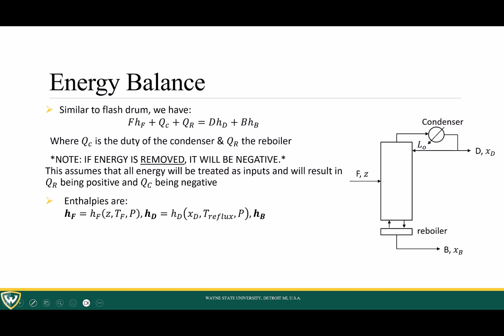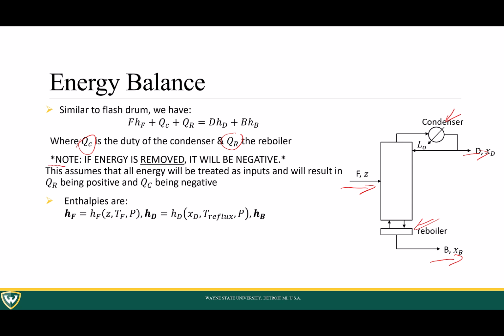Energy balance equations. Similar to the flash drum, we essentially just keep track of our enthalpies coming in and going out. Everything, though, is going to be a liquid, so we don't really have to worry about vapor. So we would have enthalpy coming in, enthalpy coming out, enthalpy coming out. Then we have the duty of the condenser and the duty from the reboiler. Again, pretty simple. QC is the condenser, QR is the reboiler.